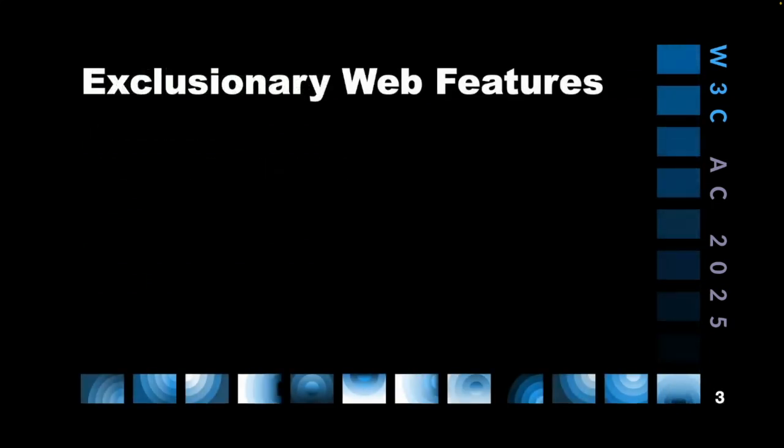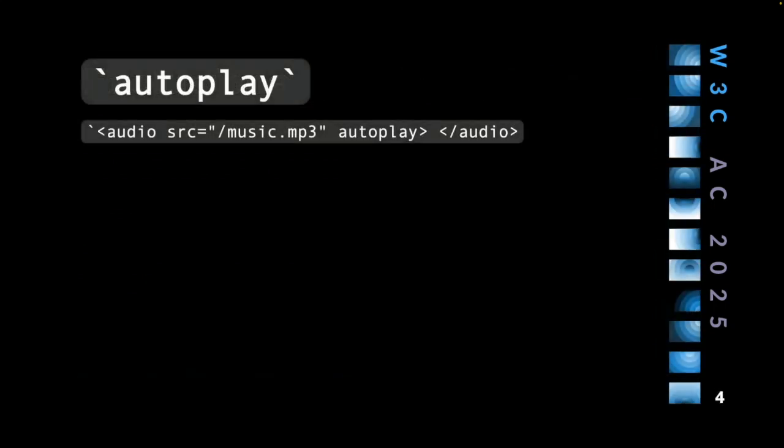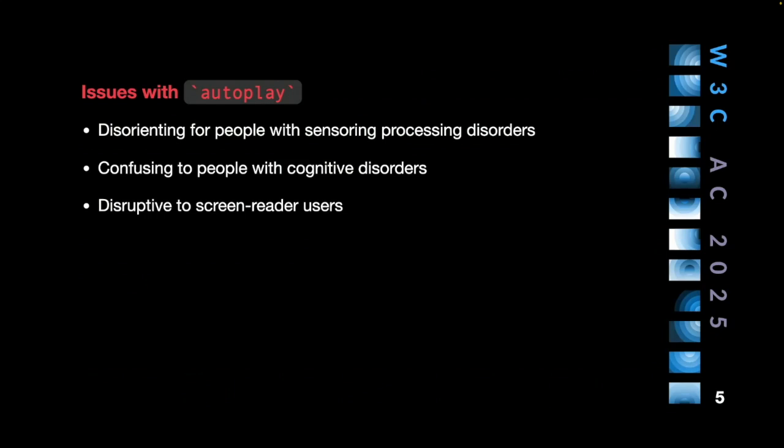So, exclusionary web features. The first I want to look at today is autoplay, an attribute used on HTML video or audio elements that allows media to play on page load. So this will be automatically playing videos or automatically playing audio. There are some issues with autoplay because interactive elements on a page should respond to user input. Autoplay doesn't wait for users to interact with the page, which can be disorienting, overwhelming, and prevent some users from being able to use the page as intended.